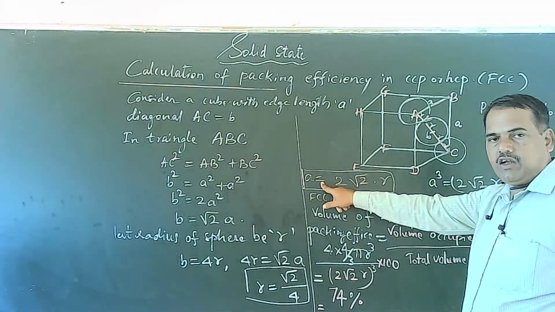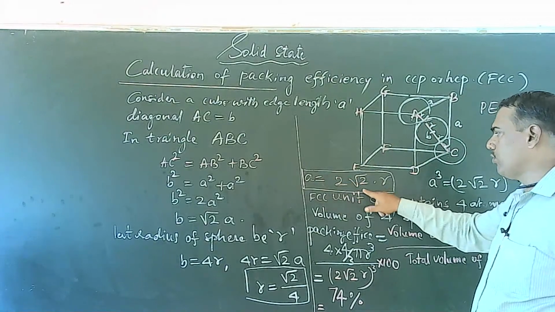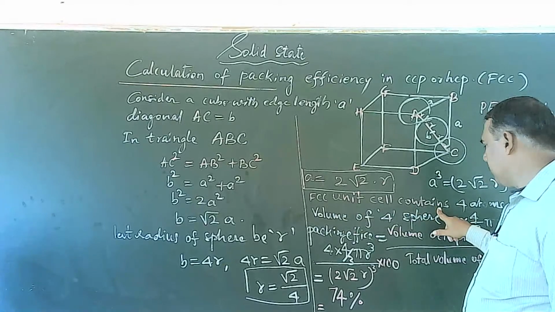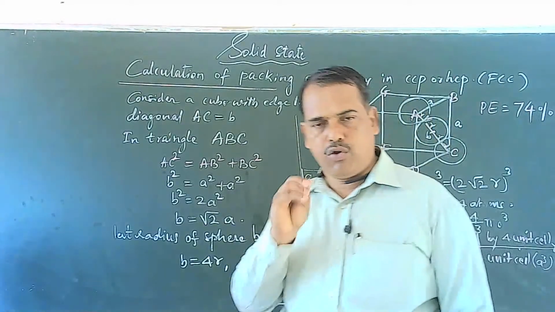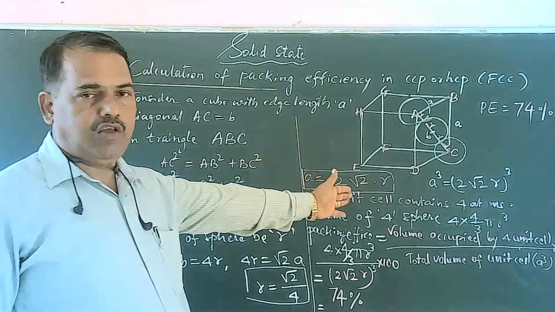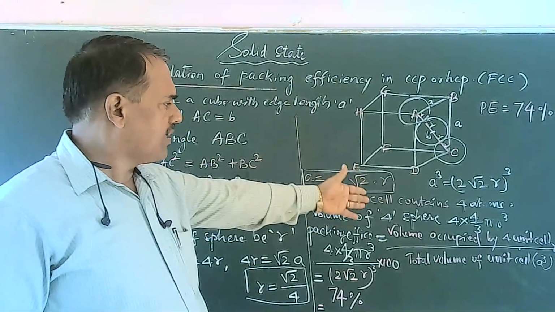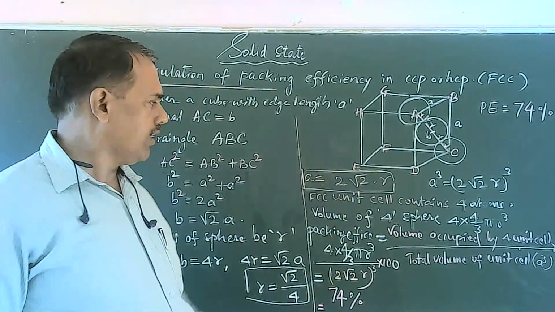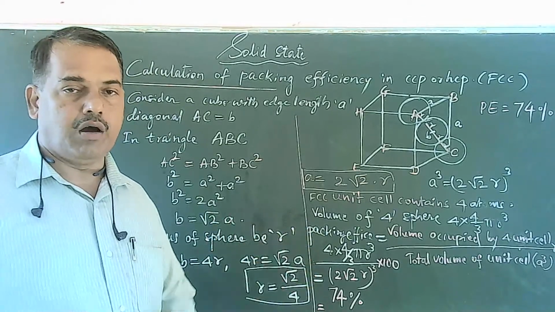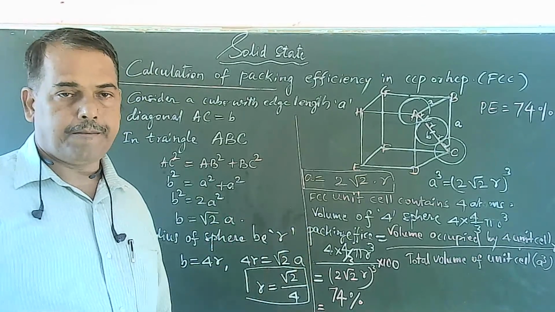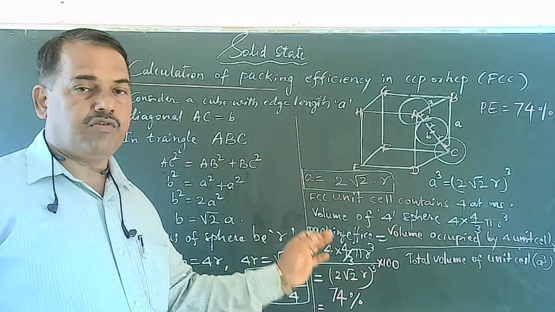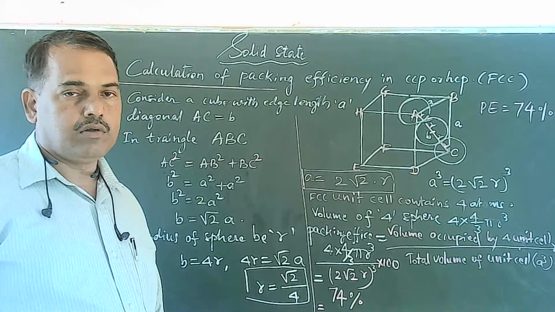Again, see, what is the edge length here? Edge length is equal to 2 into root 2 R. The FCC unit cell has 4 atoms or 4 particles. So therefore, the volume of 4 spheres is 4 into 4 by 3 pi r cube. Then very neatly you have to write the packing efficiency formula. That carries 1 mark. Very clearly you have to write the packing efficiency formula.